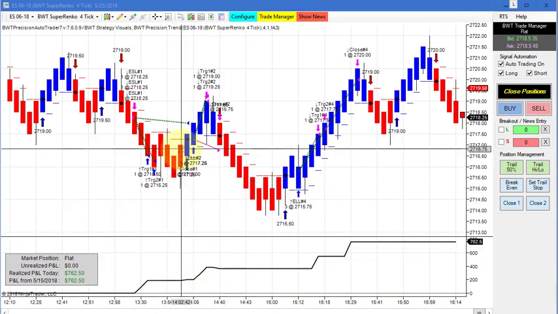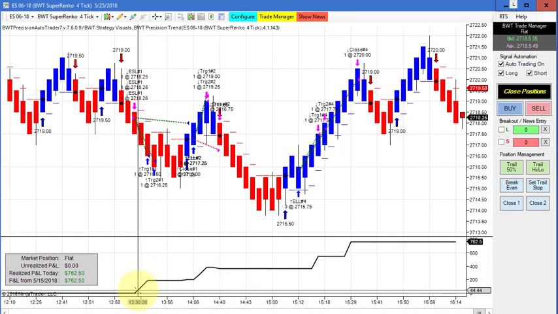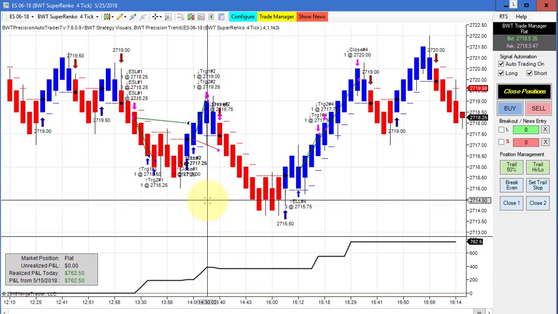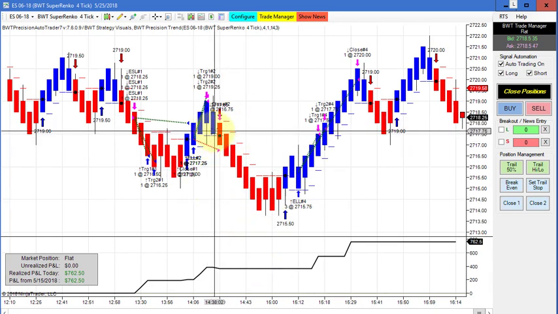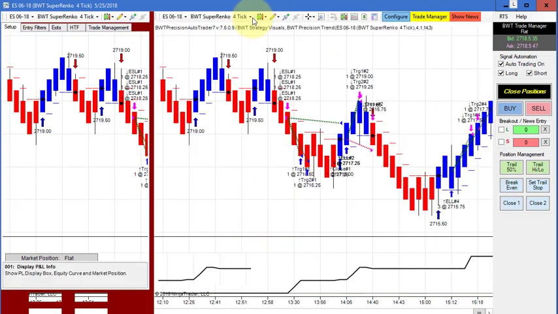Okay, next is the Emini S&P on a Super Renko 4 tick chart. This is only trading 2 contracts, and it looks like we had about 3 trades. This was a partial winner here, but this trade here brought us up to our goal of 750 for the day.